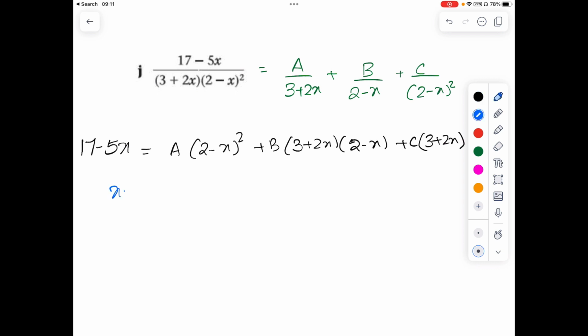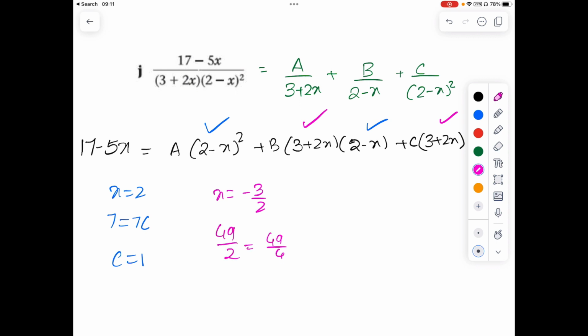Now what am I going to do? I am plugging in x equals 2. So these two terms become 0. I'll be getting the value of c. 7 equals 7c. C equals 1. Then I plug in x equals negative 3 upon 2. So b and c become 0. So I will be getting 49 upon 2 equals 49 upon 4a, which gives me the value of a.